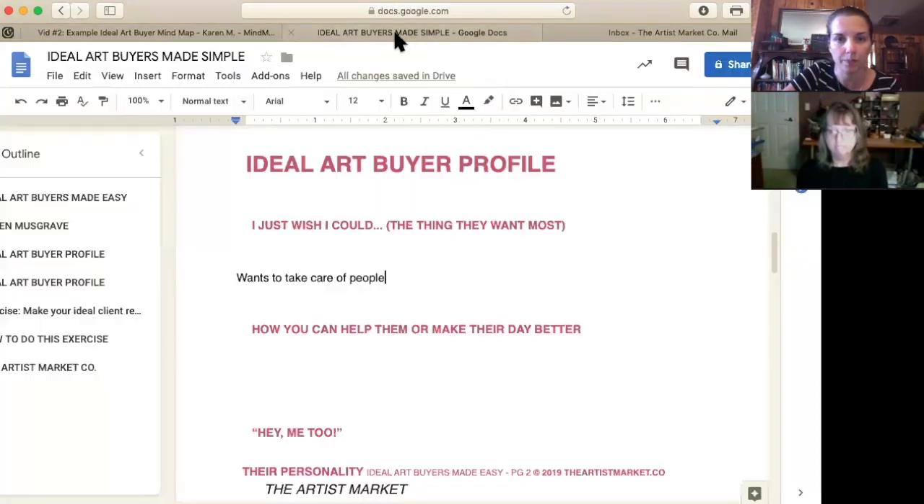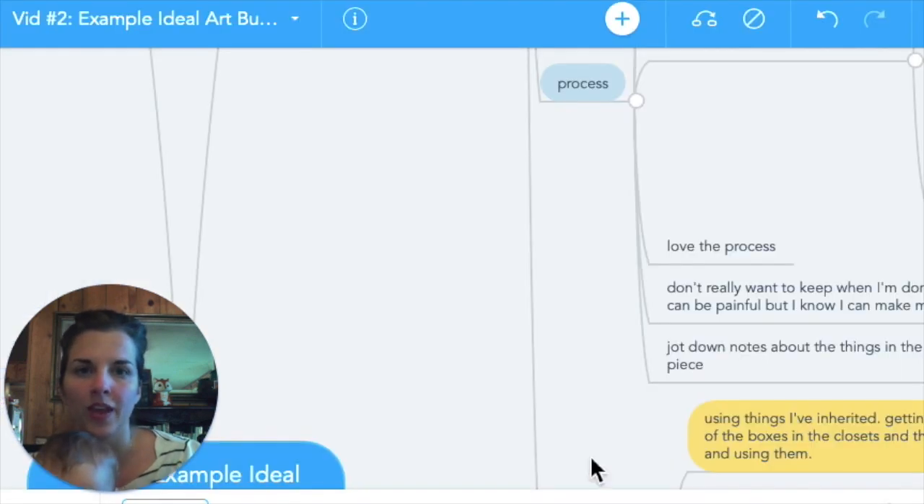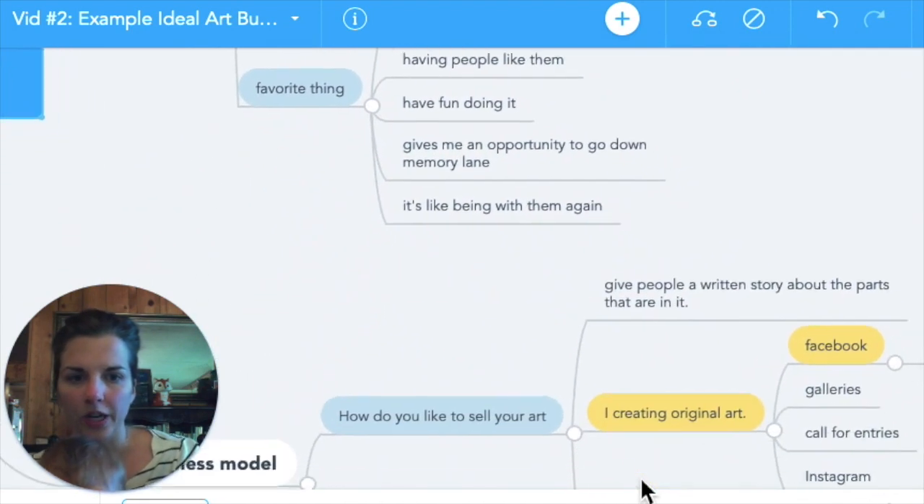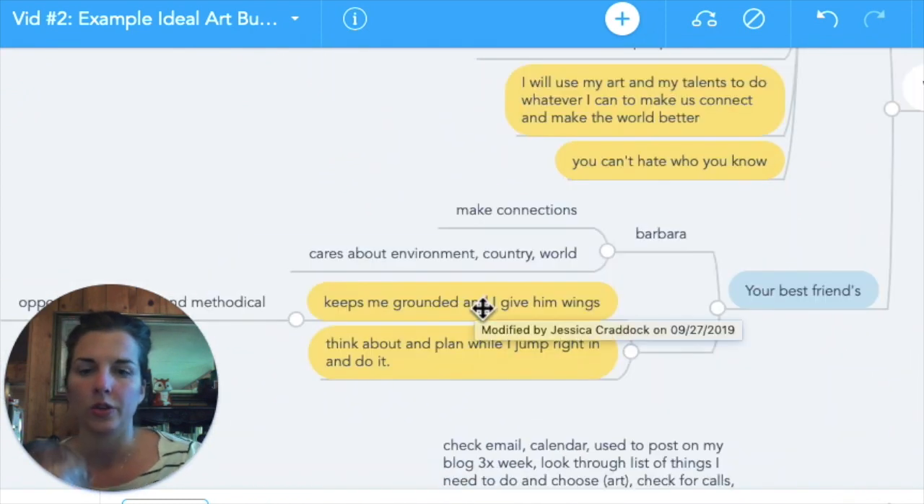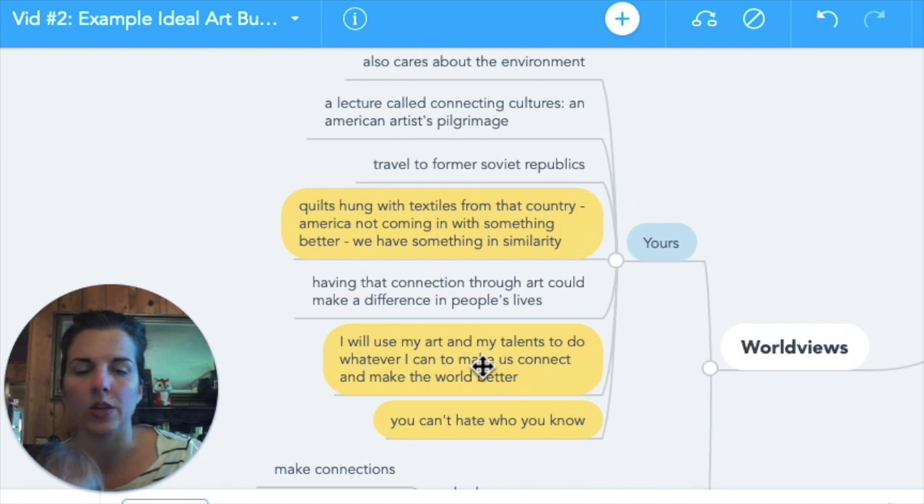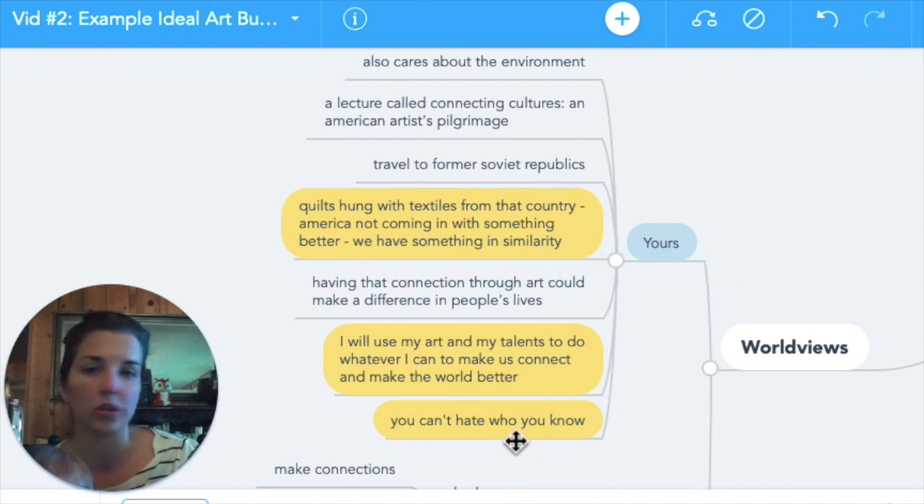Mm-hmm. Okay. Great. Okay, so next, now that you've done that, you're going to go back to your mind map, and you are going to find the pieces of it that light you up. The ones that you get really excited about, the things that if you took that part away, you wouldn't feel like yourself anymore. And you're going to highlight those. You're going to highlight things about your best friends that are characteristics that are opposite from you, but that draw you to each other. You are going to highlight things that you often have in common with other people. These are parts of her that you couldn't take away.